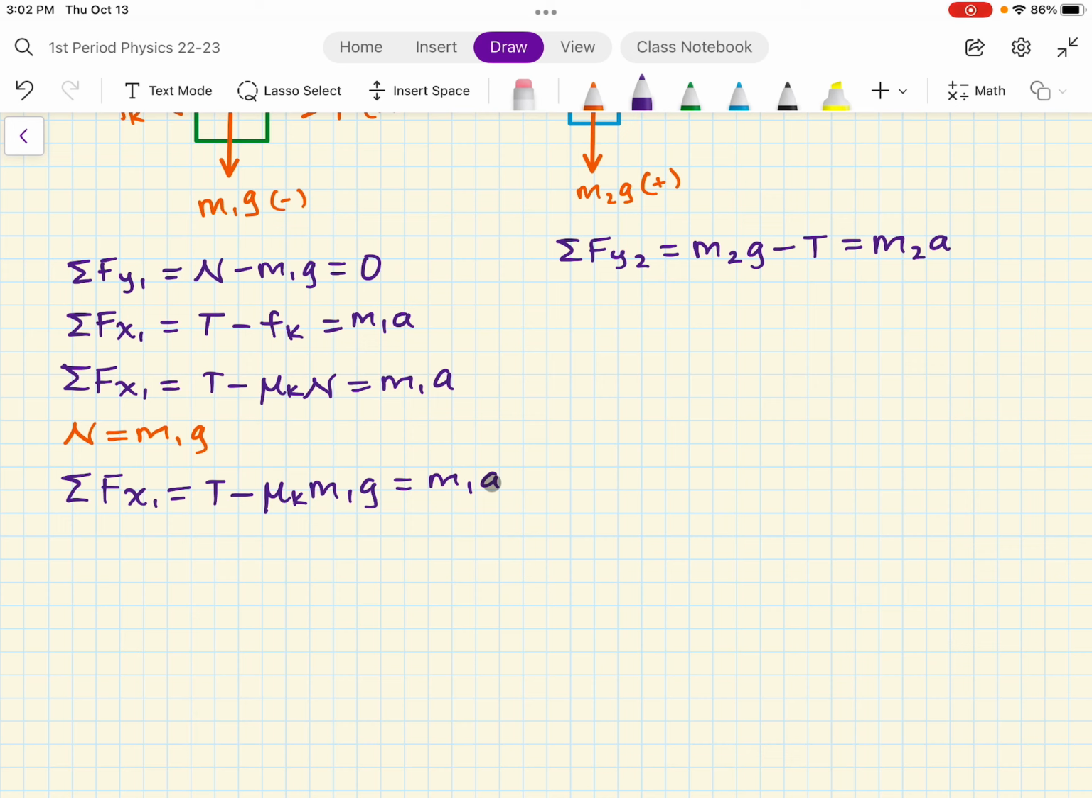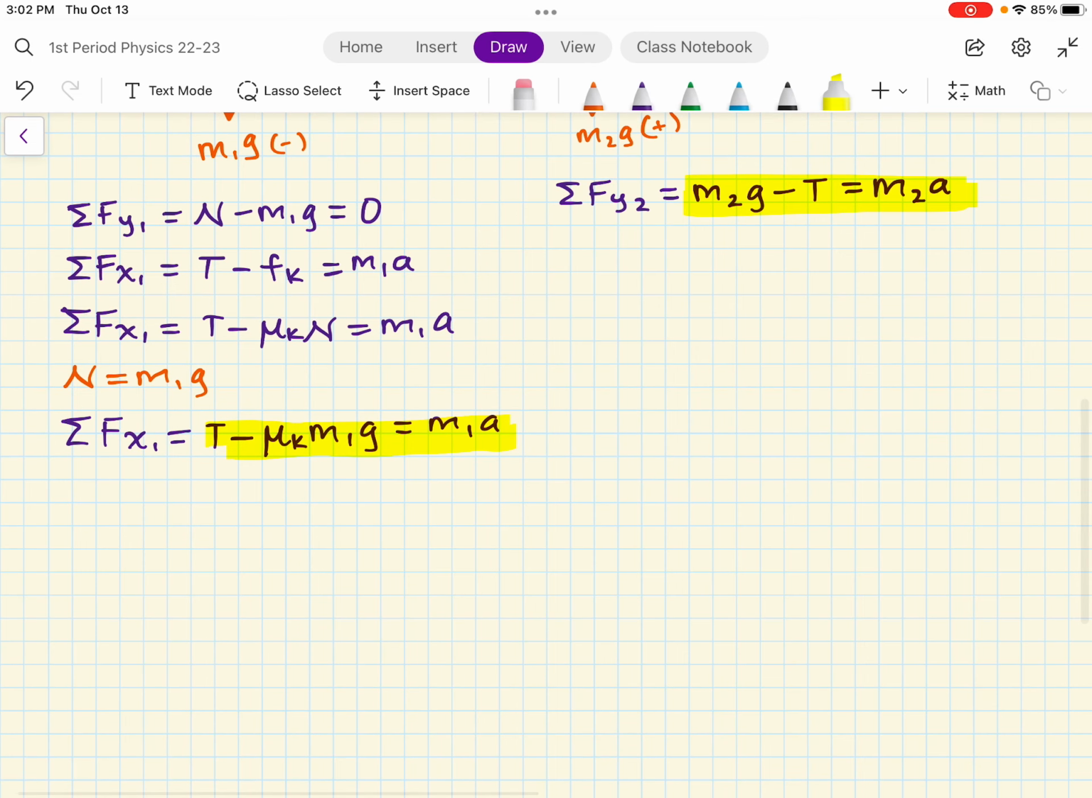I need to focus on the equations that have acceleration only. So this one here and this one here. We're going to forget about the sum of the forces part. We're going to focus only on this. In fact, I'm going to highlight it. So we're going to focus on this part only for both equations, because we need to make a system of two equations with two unknowns. So let's write it down.